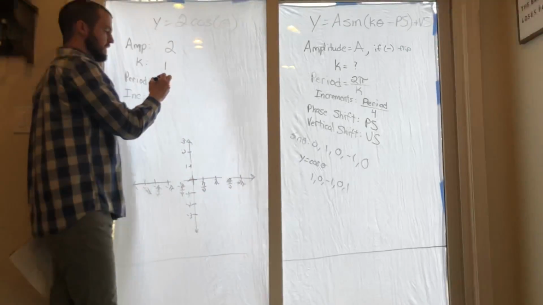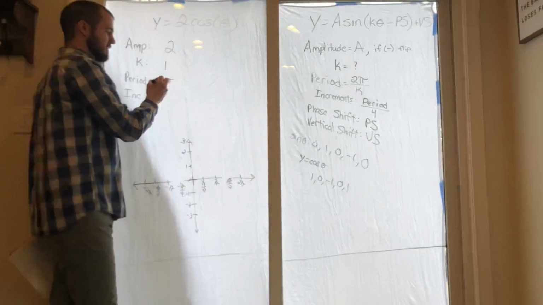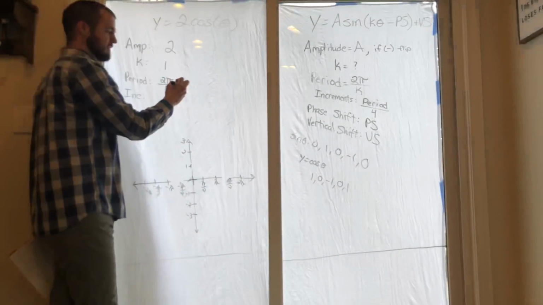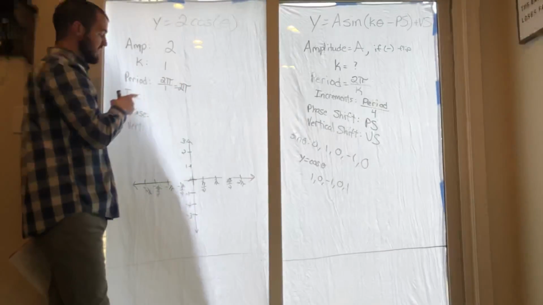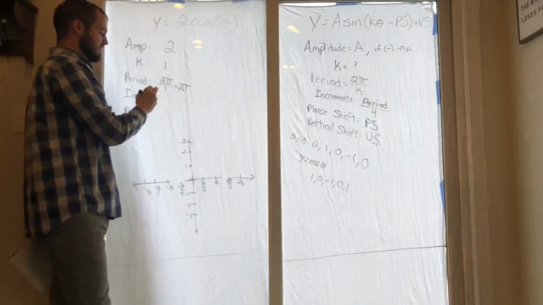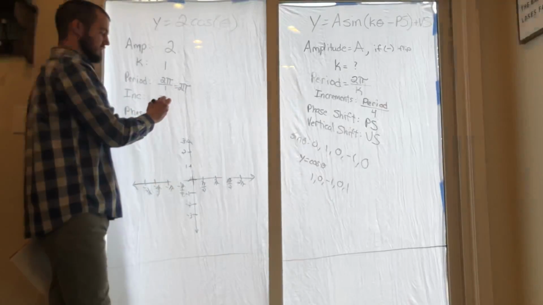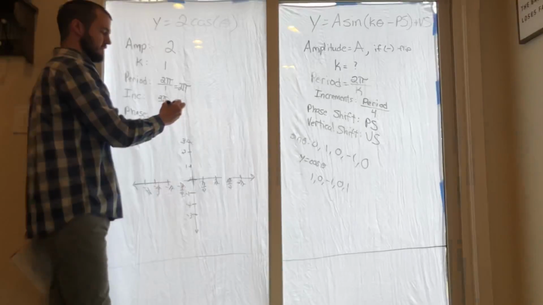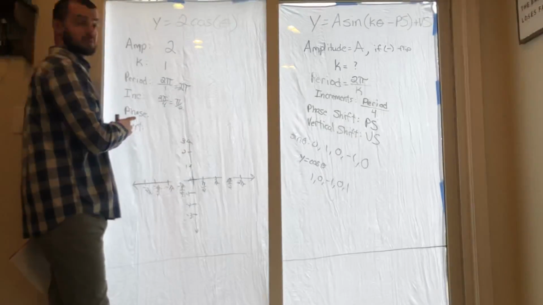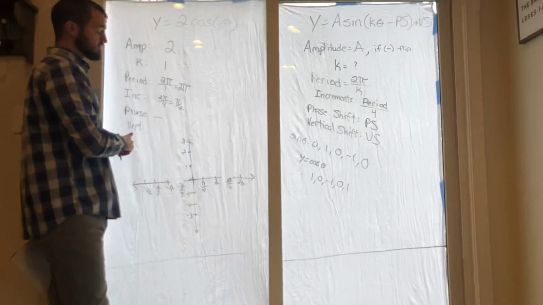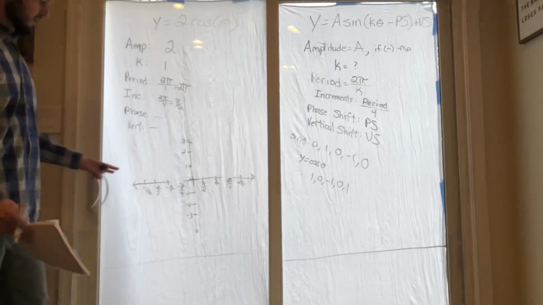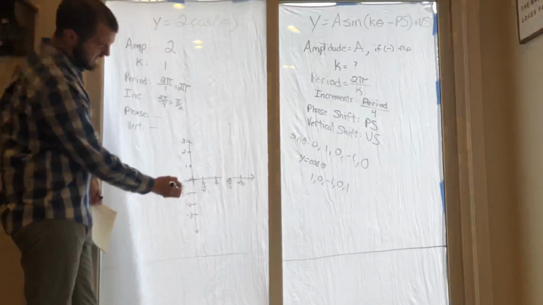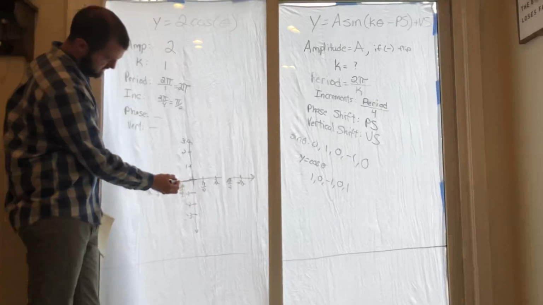Again, this is going to get a little old that I keep making you guys do this for now, but we need it. Remember, period is always 2 pi divided by k. Your increments, you're taking your period and dividing by 4. Phase shift, don't have one. Vertical shift, we don't have one. So again, all this is staying exactly the same because our period didn't change.